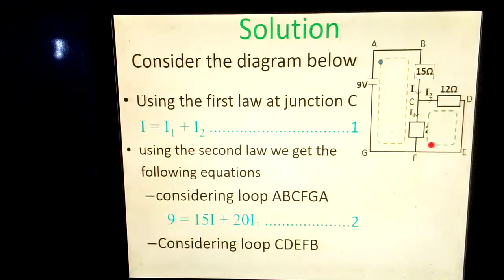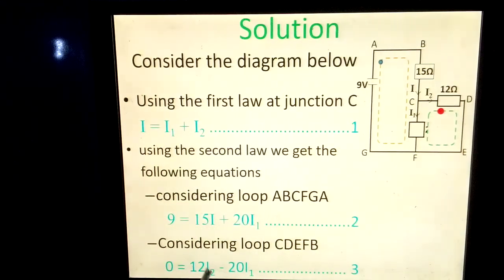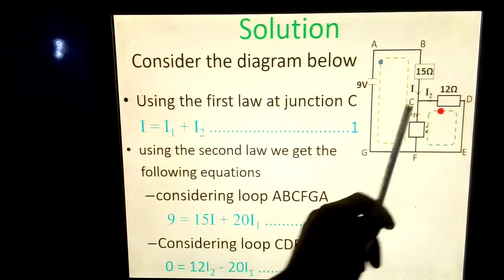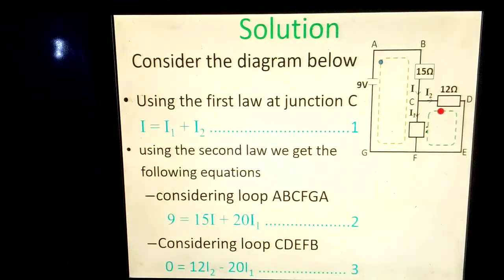What that means is that in applying the second law to this, we get this equation: 0, because there is no EMF in the loop, is equal to 12I2 minus 20I1. Because we are moving against the direction of I1, it becomes minus 20I1. Good. So now that we have our three equations, we can begin to solve them for the values of I, I1, and I2. So let's solve them.